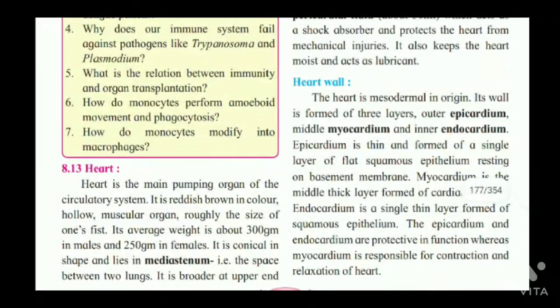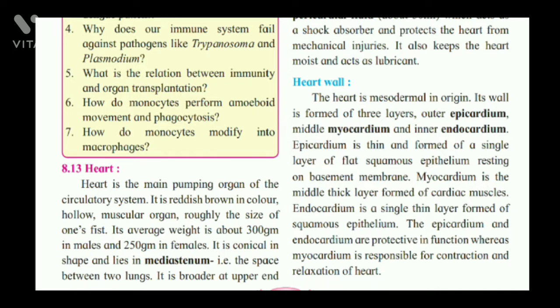Heart wall. The heart is mesodermal in origin. Its wall is formed of three layers: outer epicardium, middle myocardium, and inner endocardium. Epicardium is thin and formed of a single layer of flat squamous epithelium resting on basement membrane. Myocardium is the middle thick layer formed of cardiac muscles. Endocardium is a single thin layer formed of squamous epithelium.